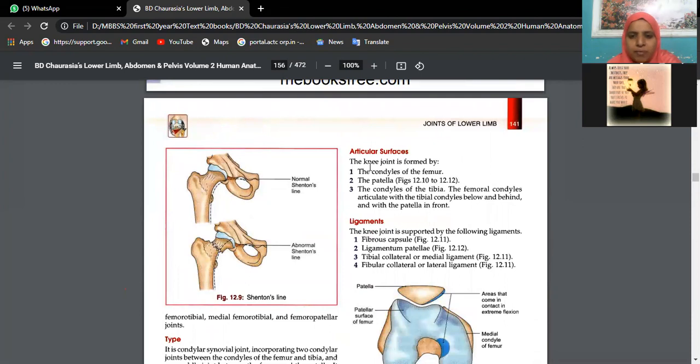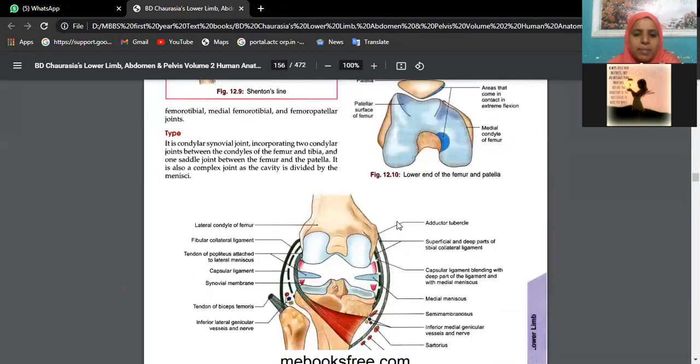So the articulating surfaces, what are the bones? Condyles of femur, patella and tibia. Fibula is not given here, you please remember. Though ligaments are attached to the fibula, the bone is not participating in the formation of the joint. Now let us see what are the various ligaments it has.